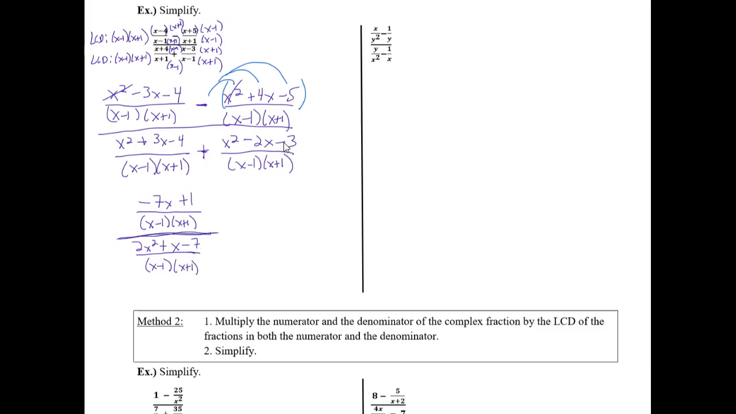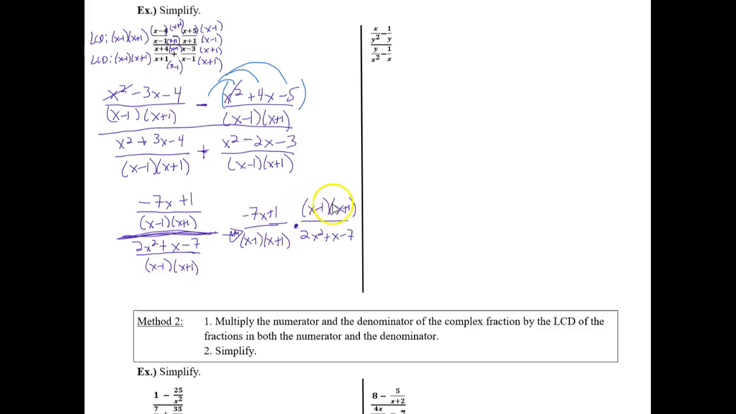So I have a single fraction in the numerator and a single fraction in the denominator. I could rewrite this as the division of two fractions. I'm going to go ahead and write it out in one go. So negative 7x plus 1 over our LCD. This is the first fraction times the reciprocal of the other. So (x minus 1)(x plus 1) will go in the numerator, and 2x squared plus x minus 7 in the denominator. Then from there, we need to factor as far as we can.